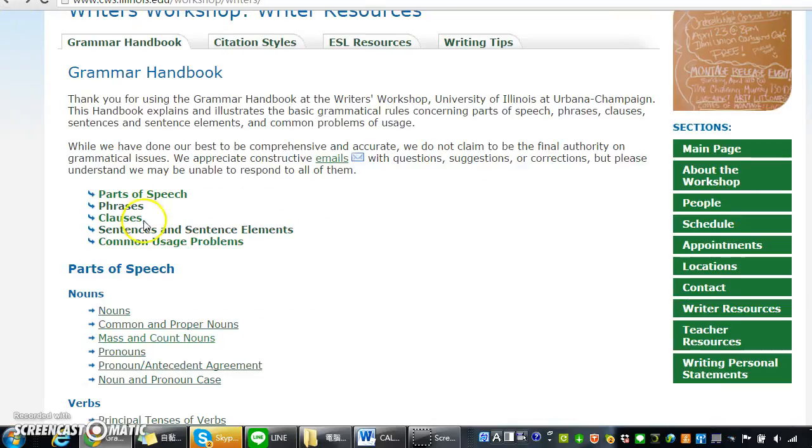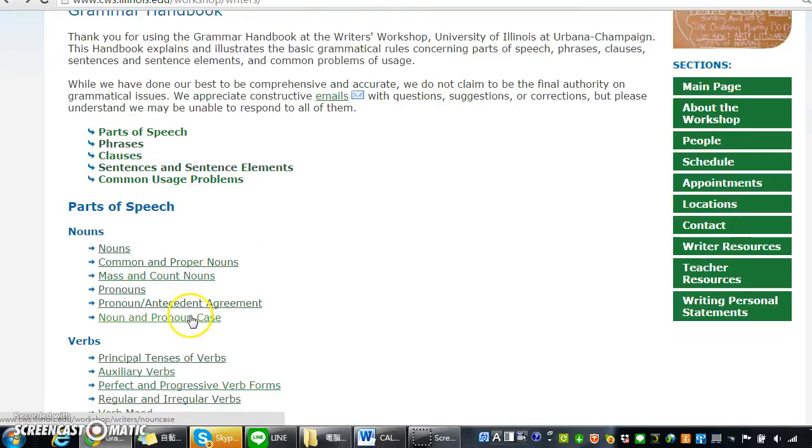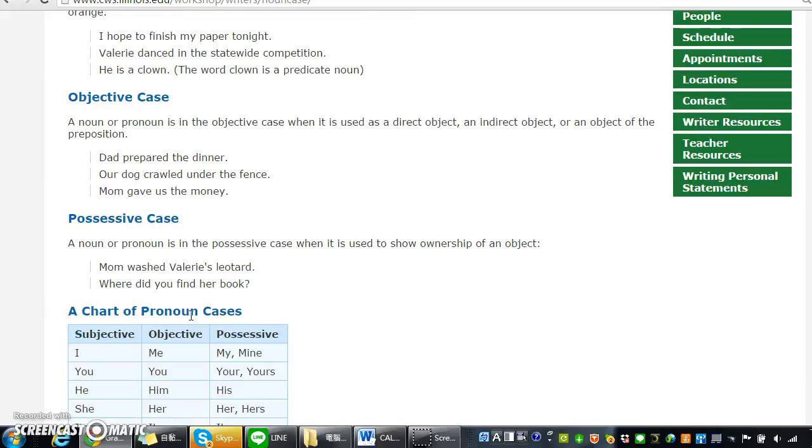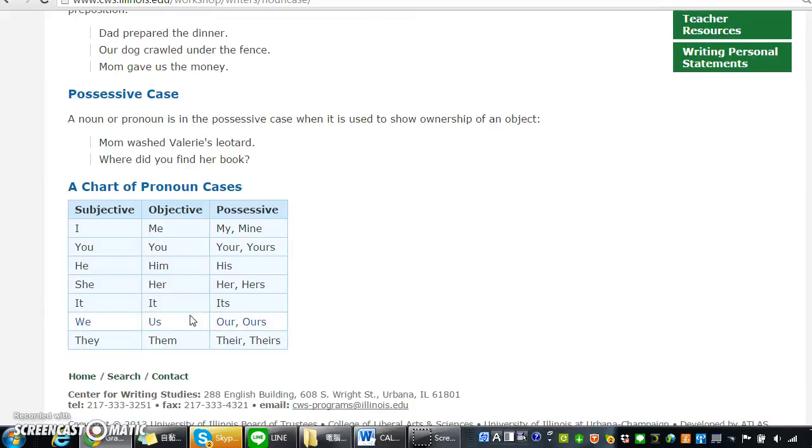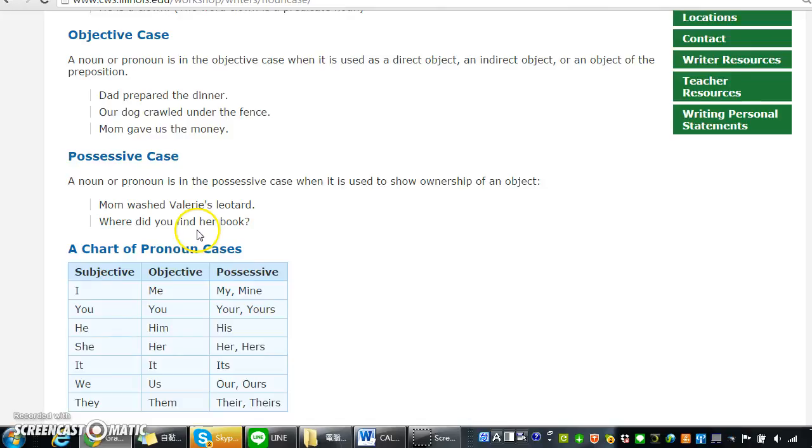And also, the noun and pronoun cases. It's difficult for children to use pronoun to replace nouns when writing, but in this section, there is a chart of pronoun cases. By reading this chart, children can easily understand when they have to use subjective I, objective my, and possessive my and mine.